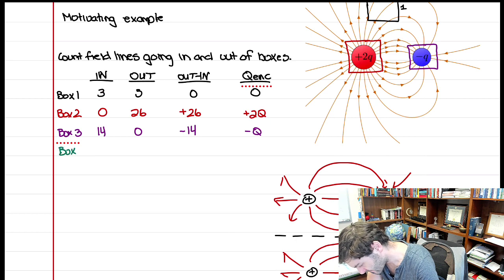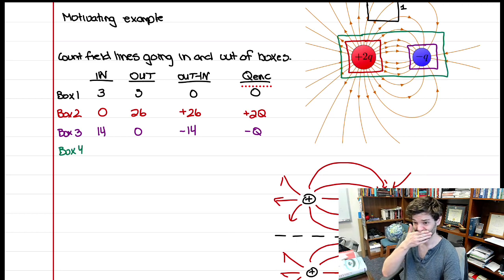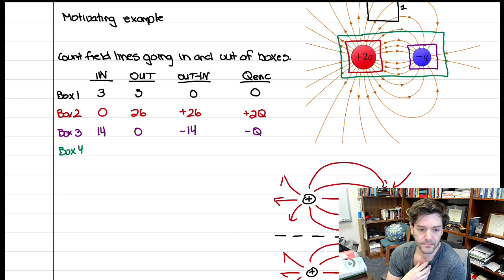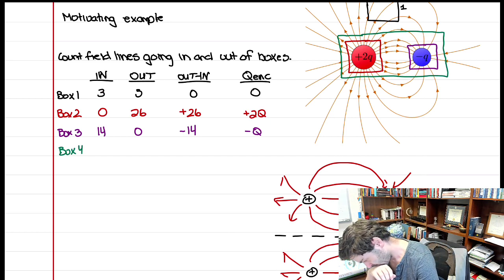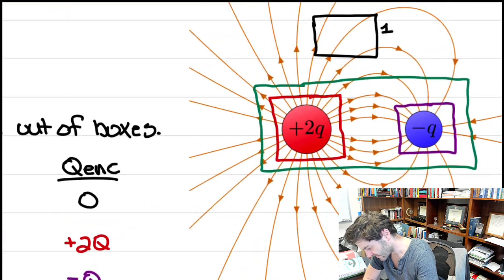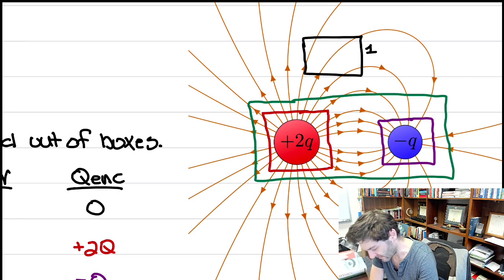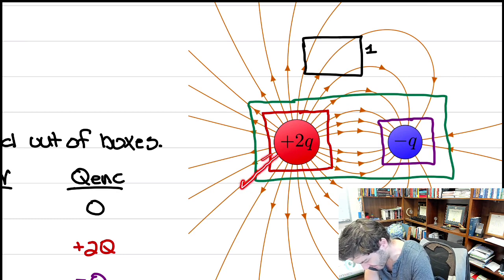Try box 4, which I'm going to draw as a box around both charges. Now what might we expect? Now we have to be a little bit more careful. I've kind of done this already in advance. But just to point out things you have to think about, there's a bunch of field lines that seem to be leaving the box. Right here's a case where it leaves the box. So those would be cases where it goes out.